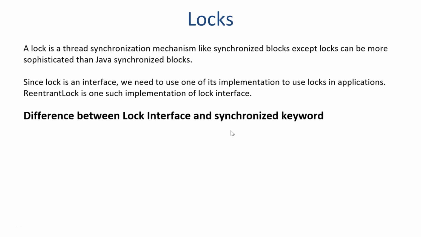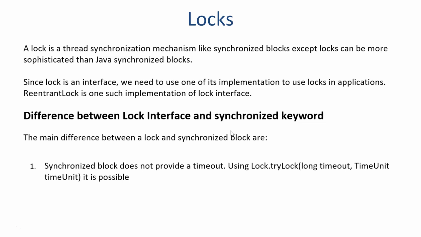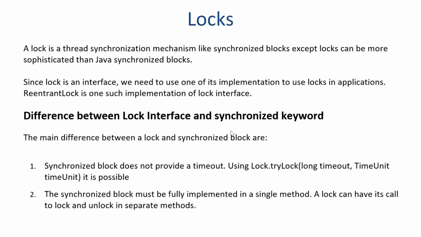Difference between the Lock interface and the synchronized keyword. The main difference between a lock and a synchronized block is that a synchronized block does not provide a timeout. Using lock.tryLock(long timeout, TimeUnit unit), it is possible. We have seen in the previous implementation that when we have the synchronized block, we can have deadlocks. A synchronized block does not have a timeout value to avoid deadlocks. So in this case, we can use a Lock instance and lock.tryLock with a timeout value to avoid the deadlock issues.